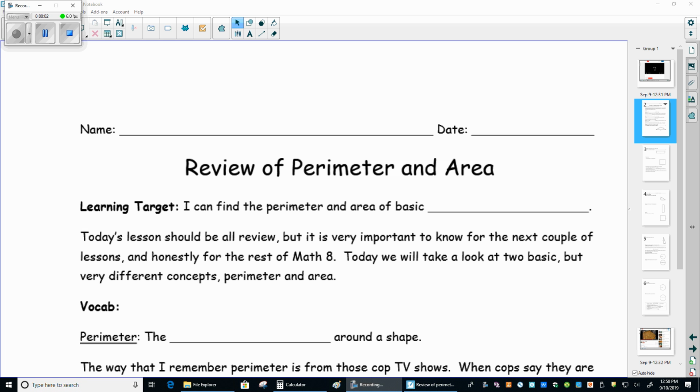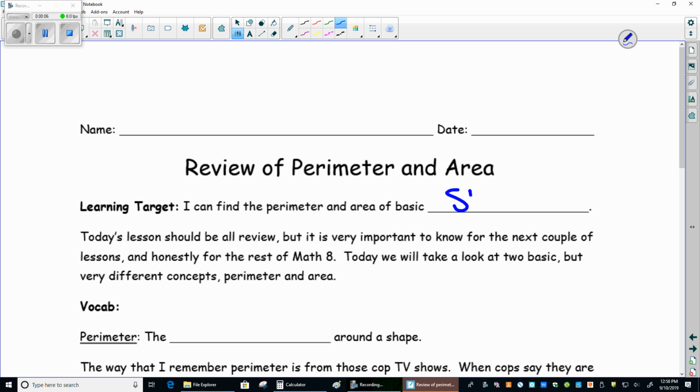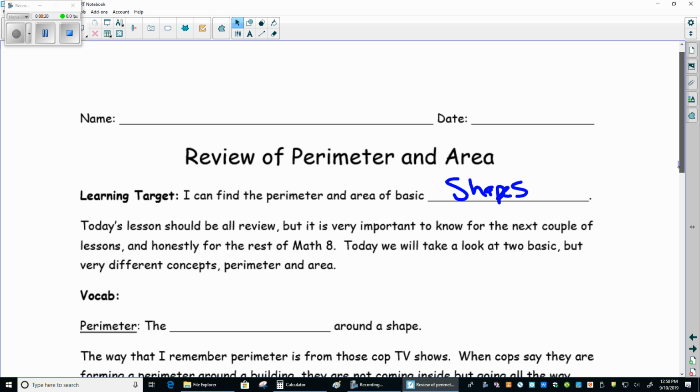Hi guys, perimeter and area today, pretty easy. We're going to find the perimeter and area of basic shapes: triangles, squares, rectangles, circles, things like that. It's sort of review, but it is important for the rest of this class, really. So today, let's take a look at two basic but really different concepts, perimeter and area.